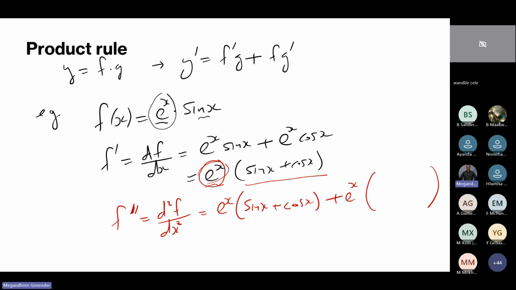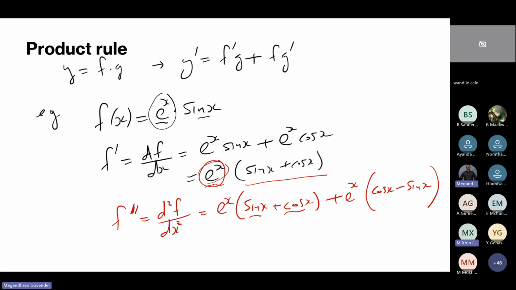The first one, would it be minus? Okay, what's the derivative of sine x? Cos. Right, thank you. And then what's the derivative of cos x? Negative sine. And that's it, you see?